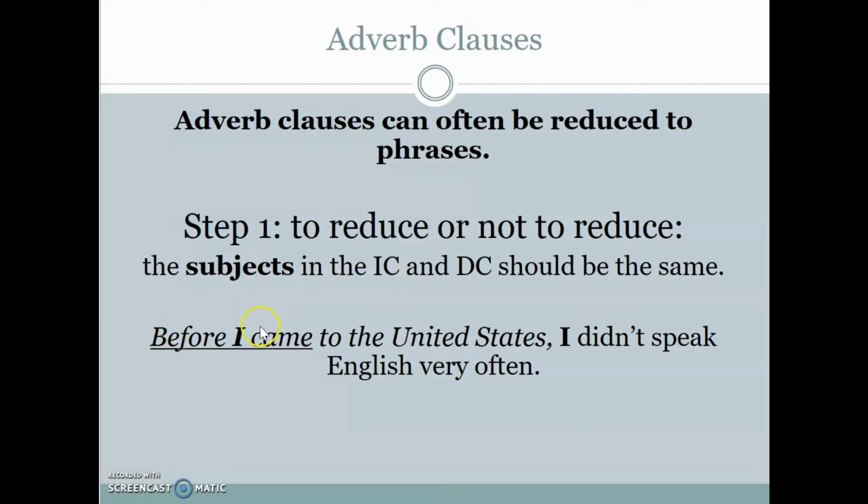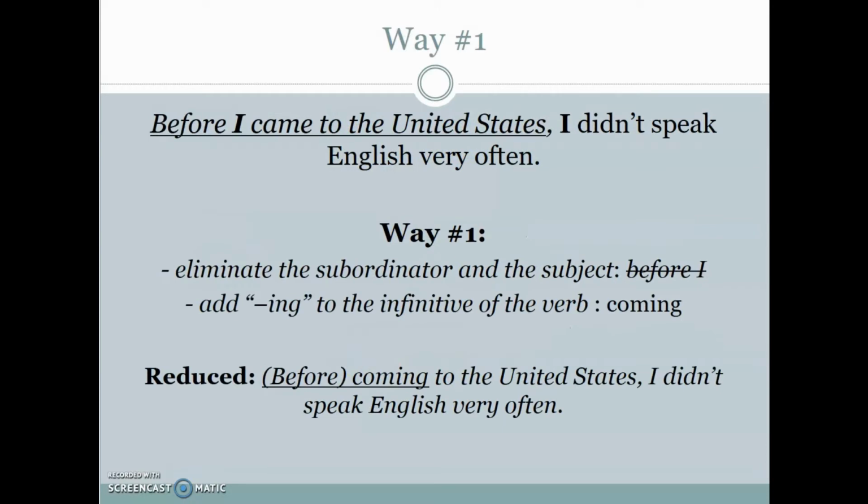For example, before I came to the United States, I didn't speak English very often. The subject I in the DC is the same as the subject I in the IC. Therefore, this clause can be reduced. Now, the first way to reduce a clause is to eliminate the subordinator, the adverb subordinator, eliminate the subject in the dependent clause, and change the verb by adding an ing to the infinitive of the verb.